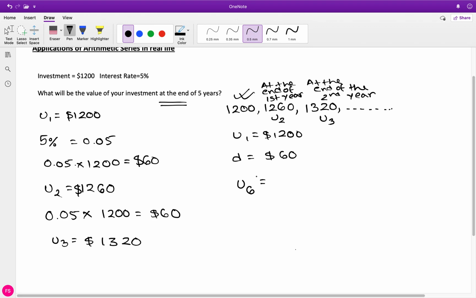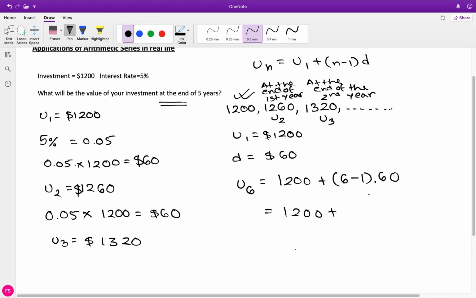We already know how to find the term of an arithmetic series. We learned before that un equals u1 plus n minus 1 times d. Now u1 is my first term, which is going to be $1,200, plus n minus 1. N is the number of terms, which is 6 in this case. So 6 minus 1, and the common difference is 60. It's 1,200 plus 5 times 60, which is 300. That means you are going to get $1,500 at the end of the 5 years.